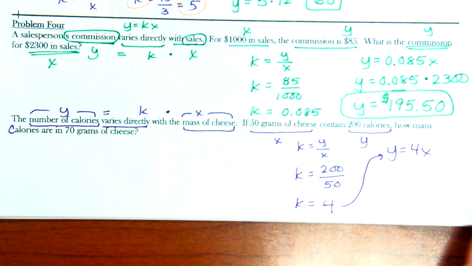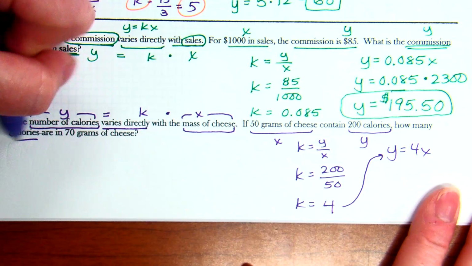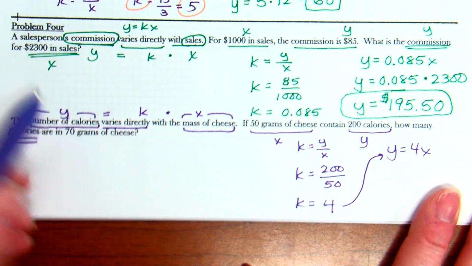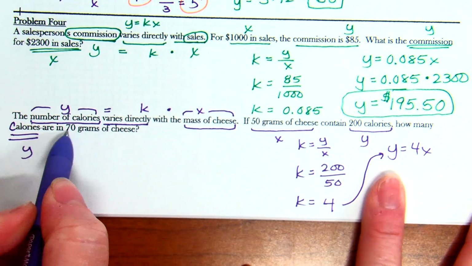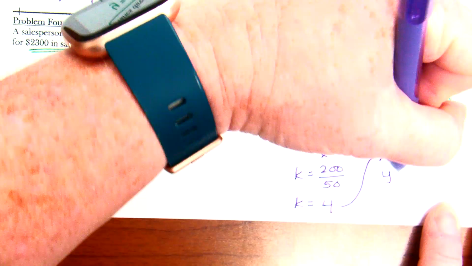Okay, if you haven't finished reading the problem, how many calories are in 70 grams of cheese? So how many calories? What am I trying to find? Calories is Y. 70 grams of cheese, that's X. So Y equals 4 times 70, which is 280.